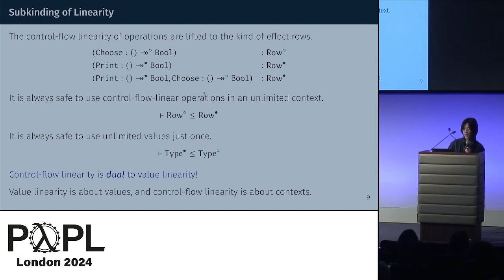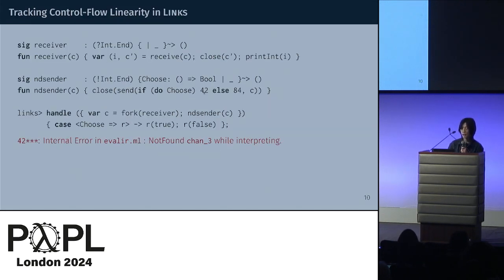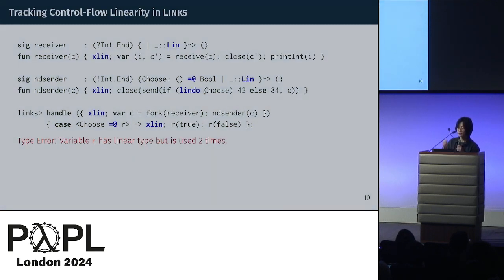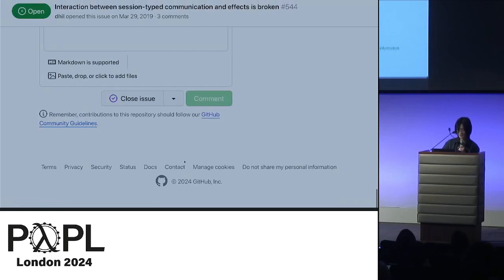Okay, so that's how it works in FFPOP, and we have implemented it in Links. This is the previous program with a runtime error, and after checking control flow linearity, it becomes a type error, saying that we can't use a linear variable twice. So yeah, it needs some annotations, but that's okay. And it is merged in the main branch of Links, so we can now close the issue.